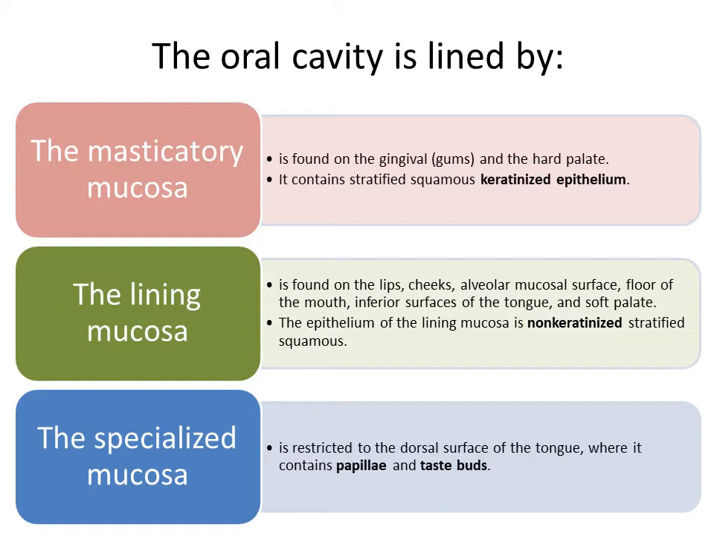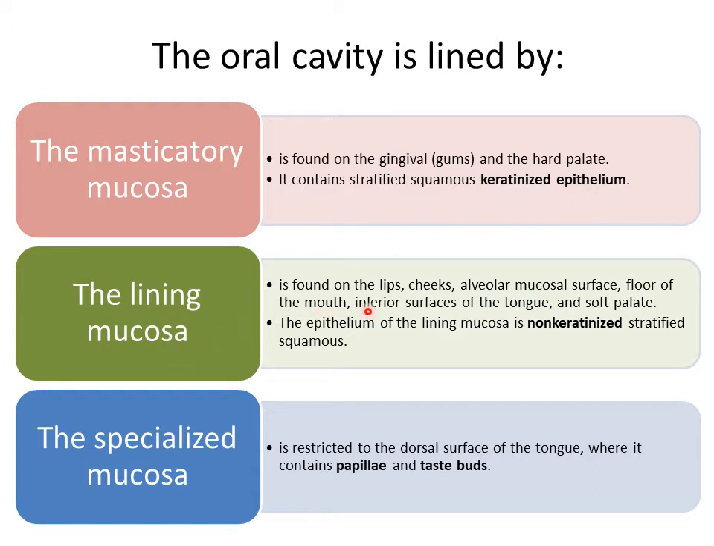The oral cavity is lined by three types of mucosa: masticatory mucosa, lining mucosa, and specialized mucosa. The first one, masticatory mucosa, is found on the gingiva and the hard palate. It contains stratified squamous keratinized epithelium.